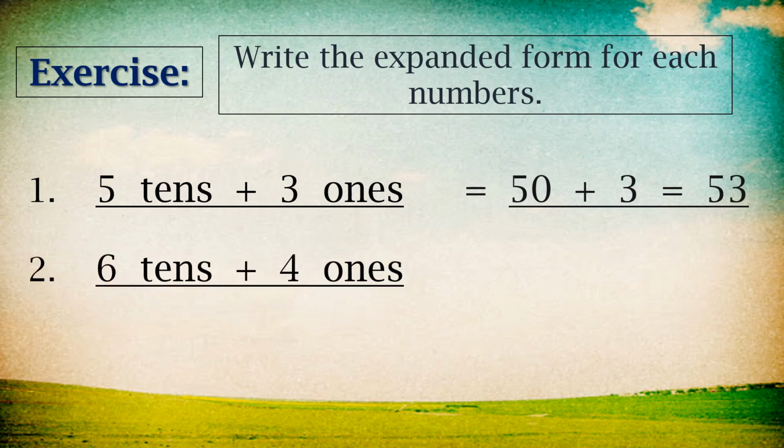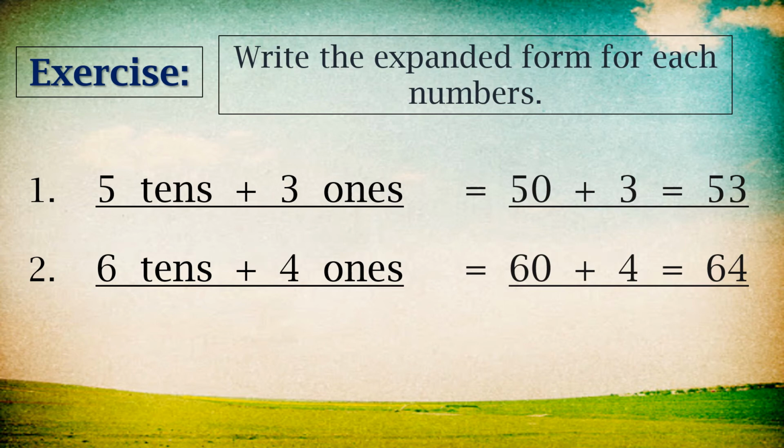Number 2, 6 tens and 4 ones. 6 tens plus 4 ones is equal to what? What we're going to do? 6 tens. 10 plus 10 plus 10 plus 10 plus 10 plus 10 is equal to? Good job, 60 plus 4 ones. 60 plus 4 is equal to 64.